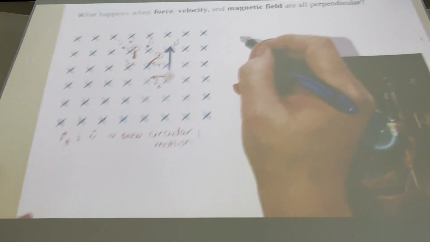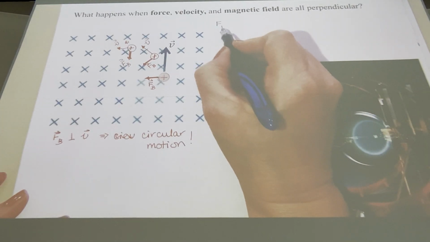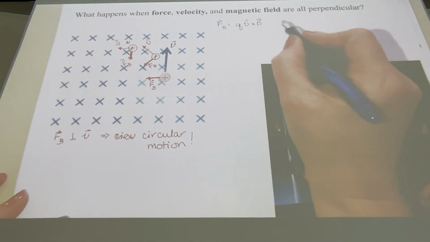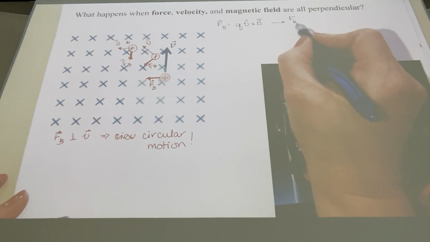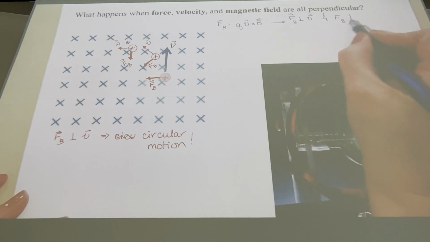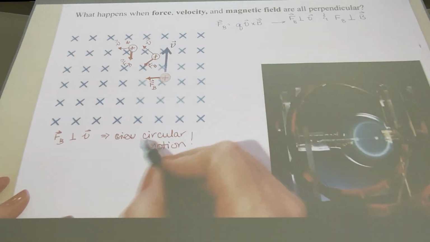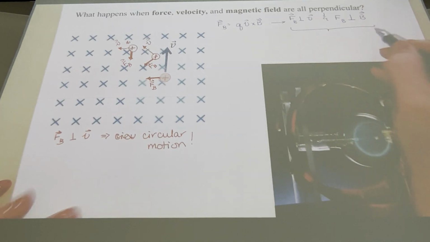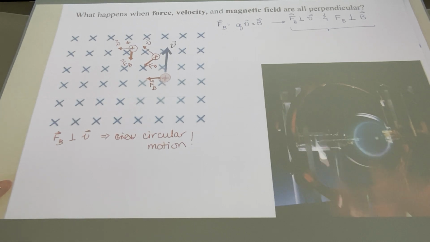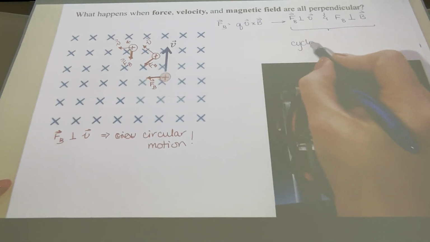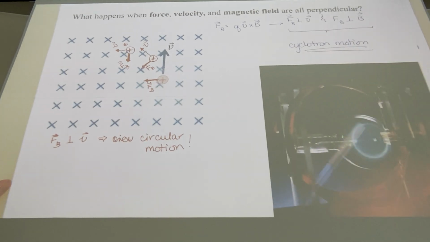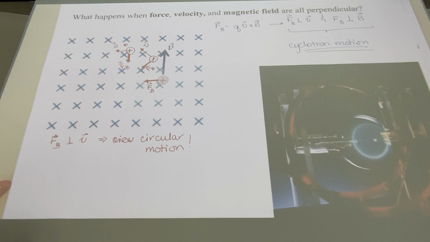So our equation, FB equals QV cross B, tells us that our magnetic force is perpendicular to the velocity, and our magnetic force is perpendicular to the magnetic field. This circular motion, when we're talking about motion in a magnetic field, we call it cyclotron motion. So that's the special name for circular motion of a charged particle in a magnetic field.